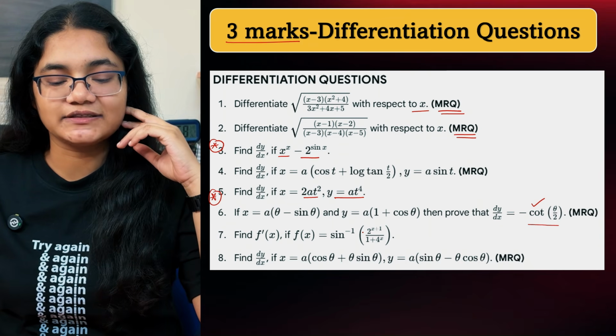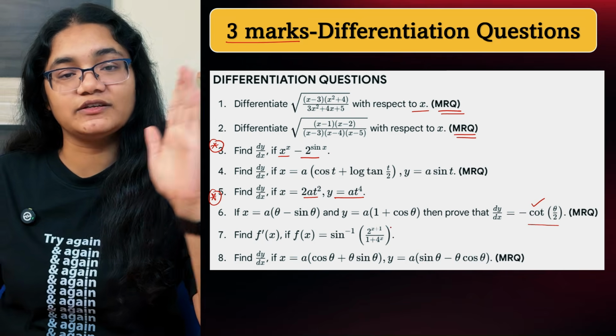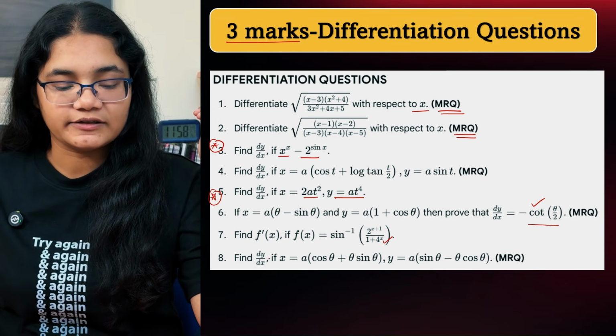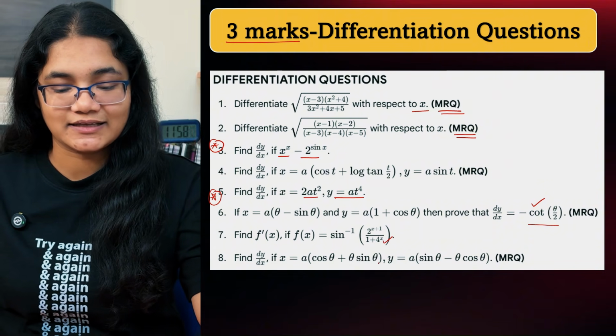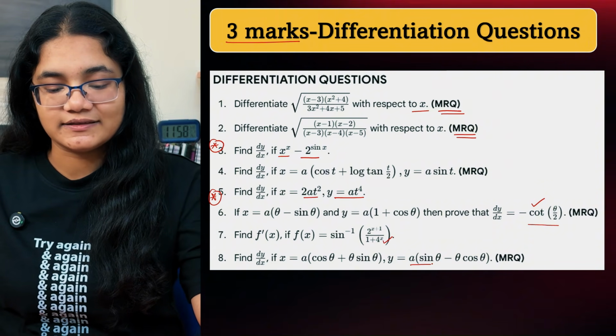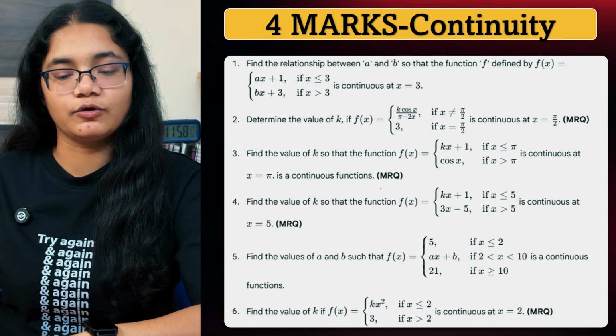If f(x) is equal to sine inverse of (2 to the power of x plus 1) divided by (1 plus 4 to the power of x). Next, find dy by dx if x is equal to a into (cos theta plus theta sine theta), and y is equal to a into (sine theta minus theta cos theta). Okay. Now I'll tell you some 4-marker questions.